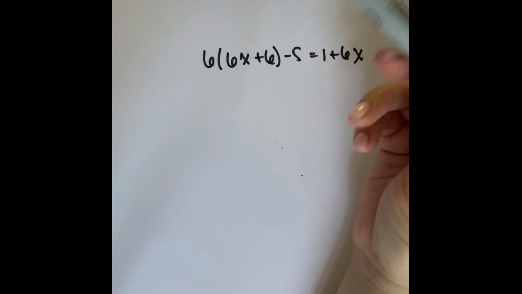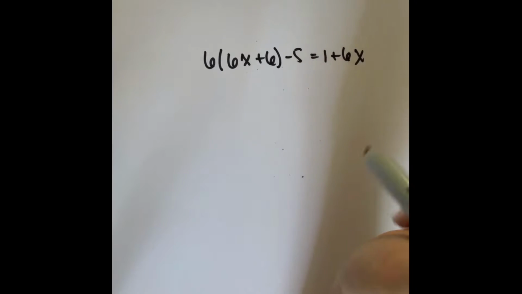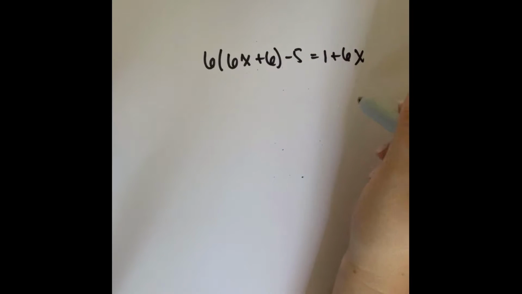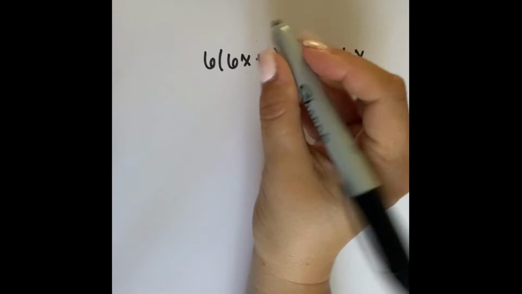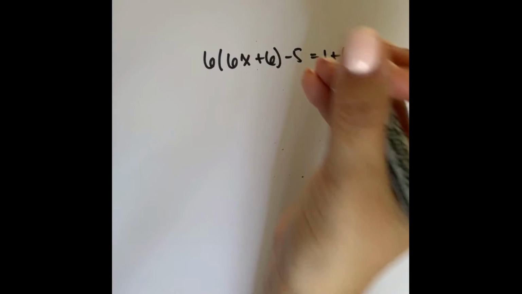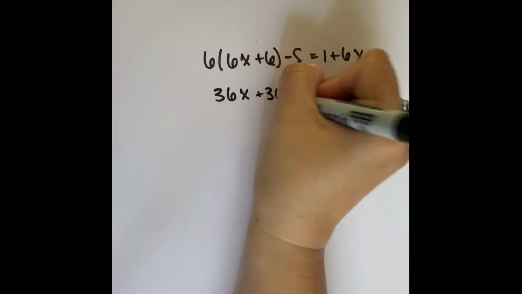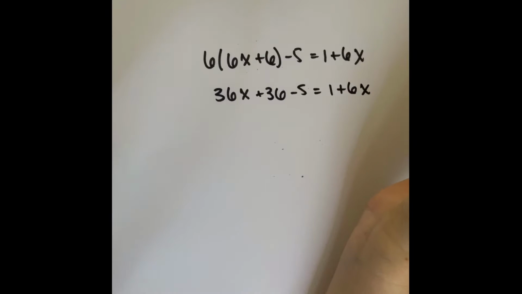Our next example, we have 6 times (6x plus 6) minus 5 is equal to 1 plus 6x. So same idea as the previous question, except it's a little bit more complicated. We have x's on both sides of the equal sign, and we also have this extra term here on the left. Same as before, the first thing I'm going to do is distribute that 6 to get rid of the parentheses. So I have 36x plus 36 minus 5 is equal to 1 plus 6x.